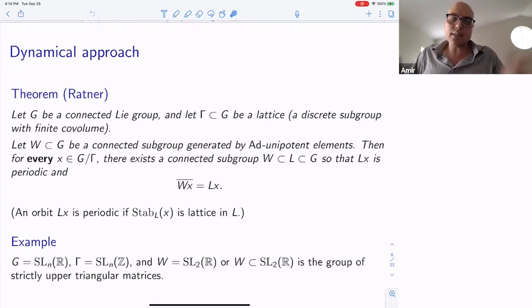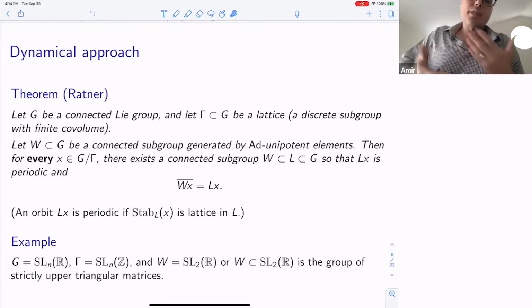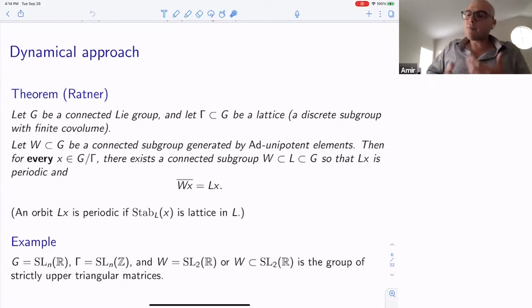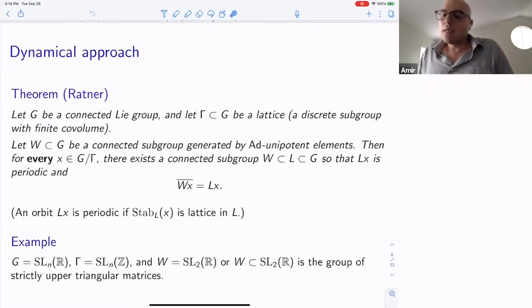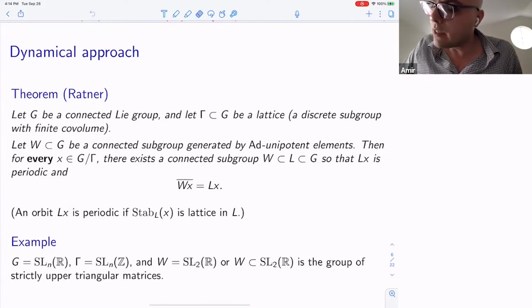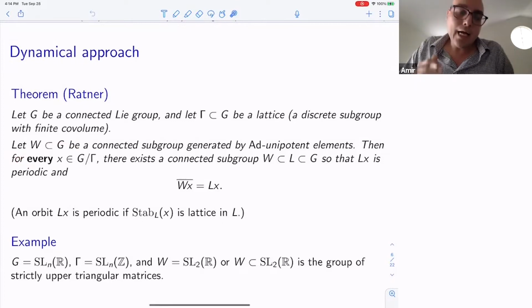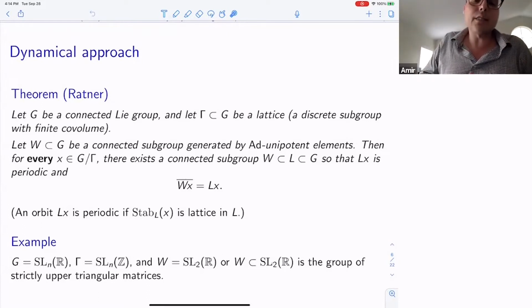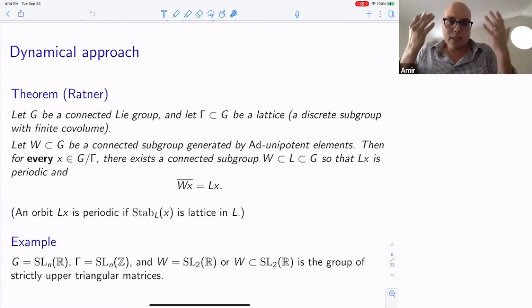So SL_n(Z) inside SL_n(R), and take a group inside G which is acting on G mod gamma. So I want to understand orbits of this group acting on G mod gamma, and I want to understand the orbit of every point. It is crucial that I understand orbits of every point, and not only almost every point or most points in some measure theoretic or topological sense. And this is crucial for applications, because when you want to apply such a result in number theory, I mean, there's Z.